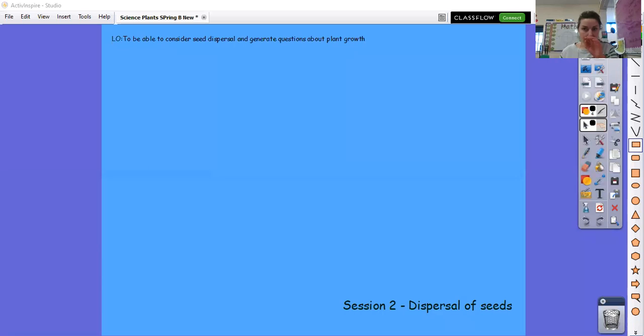All right, so I'm going to share my screen and we are going to be looking at this one. So here I am. So, dispersal of the seeds. I'm going to move my face over there.